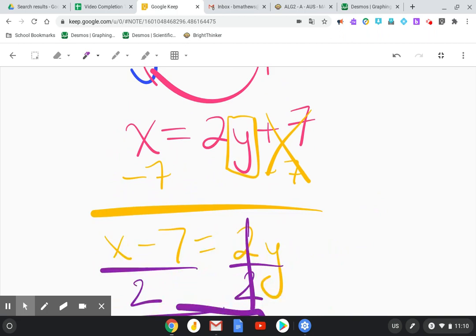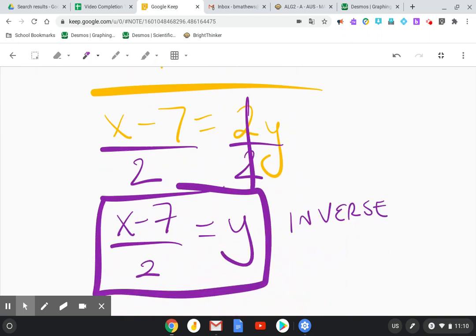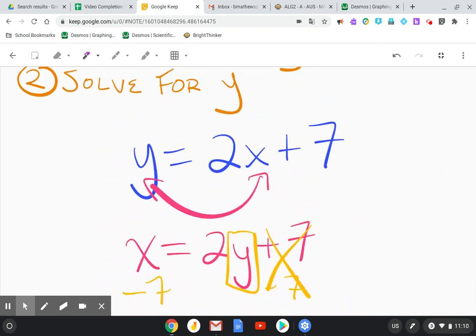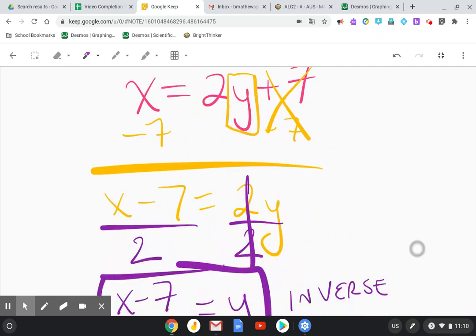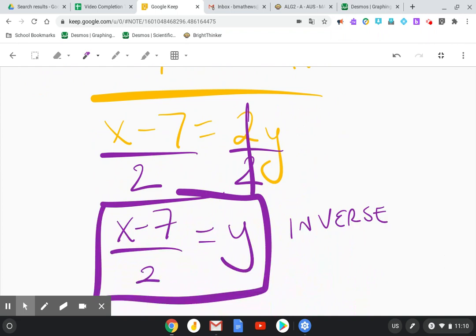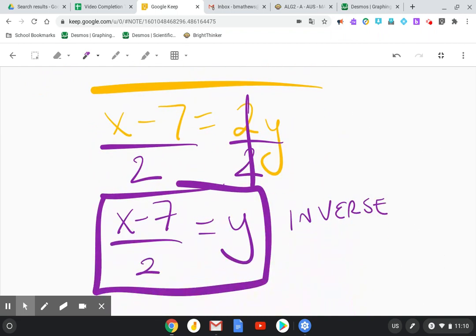You can see we switched the x and the y, then we solved for y again, and we ended up with this function, x minus 7 divided by 2. If you look back at the original, we had 2 times x. Now I have divided by 2, which is the opposite of multiplication. I started with plus 7, now I have minus 7. So your inverse should contain all the opposites of the original function.